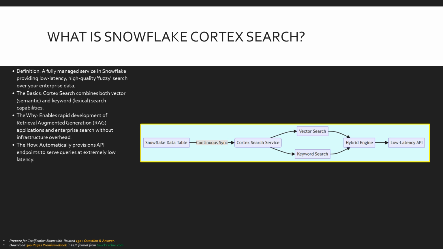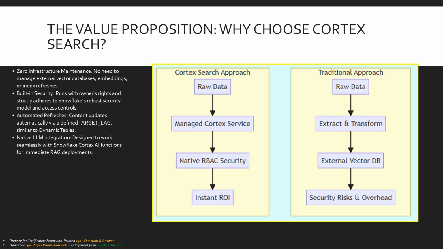These two streams converge into the hybrid engine, which intelligently combines the signals. Finally, this highly refined, searchable index is exposed through a low-latency API endpoint. This means your downstream applications simply make an API call and receive sub-second, highly relevant search results, entirely securely within the Snowflake perimeter.